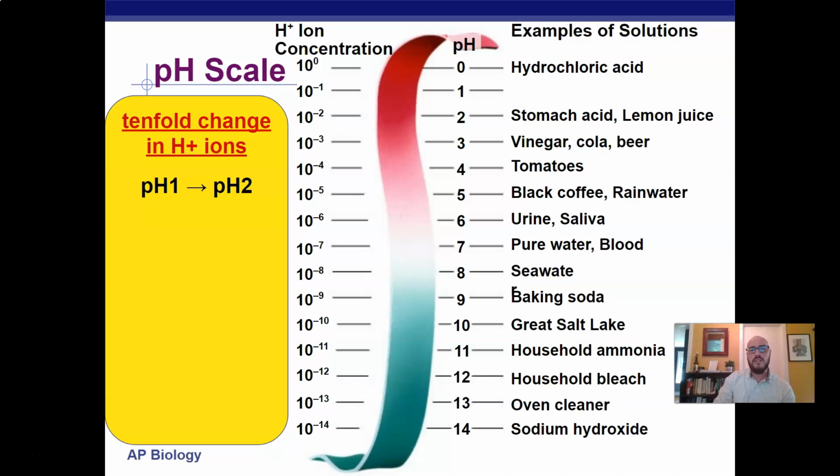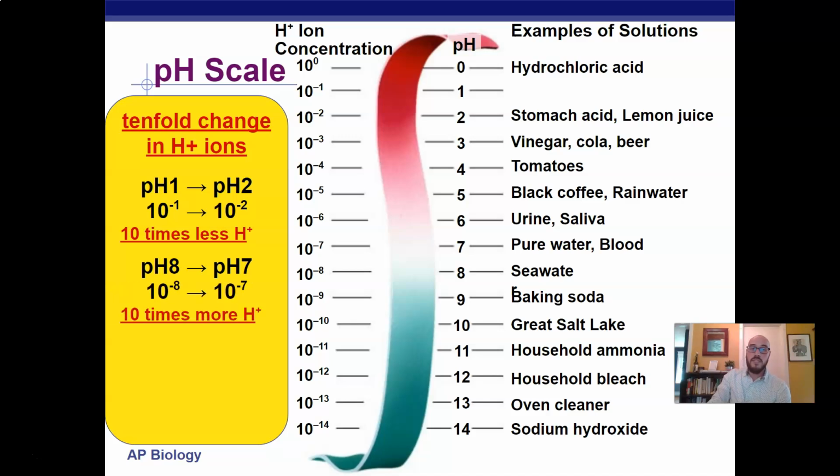So let's take a look at this really quick. So a pH of 1 to a pH of 2, what's the difference there? It is going to be a 10 times difference. So there's going to be 10 times less hydrogen ions at a pH of 2 versus a pH of 1, a pH of 8 versus a pH of 7.